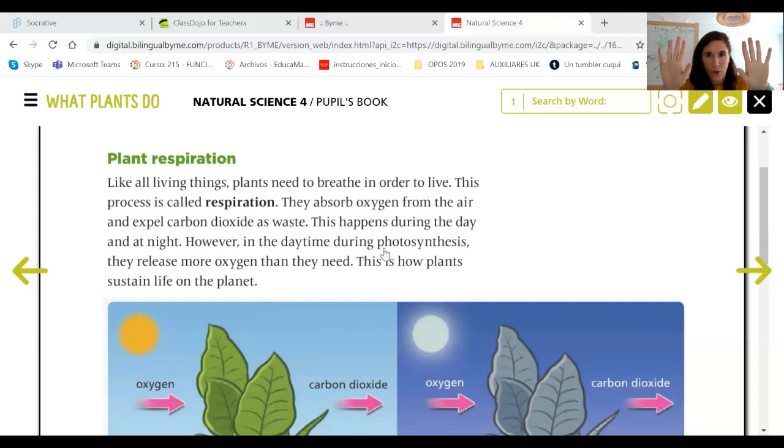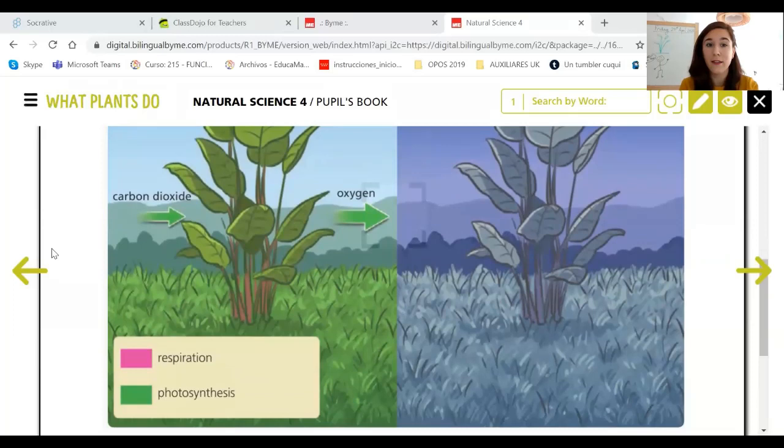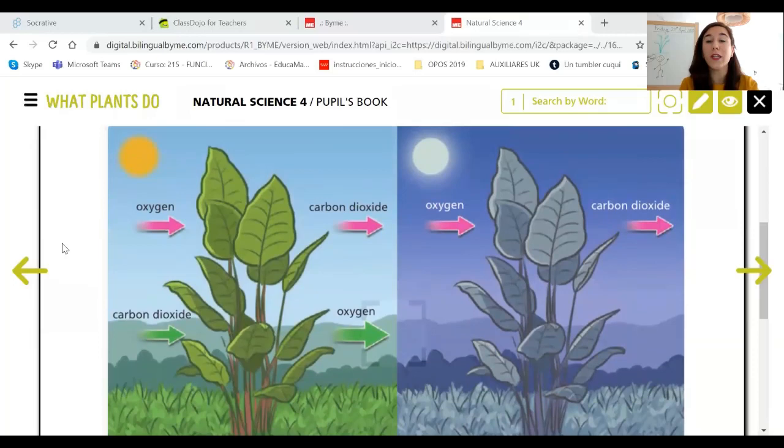Wait a minute. We are going to see this picture in your book. In this picture, you see that during the day, for doing the photosynthesis, that is the green part, and the respiration is the pink. For doing the photosynthesis, the plant absorbs carbon dioxide and then releases oxygen. Remember, it absorbs carbon dioxide, it puts it together with solar energy and with raw sap, and together it gets elaborated sap and oxygen. So during the day, during photosynthesis, the plant absorbs carbon dioxide and expels oxygen.